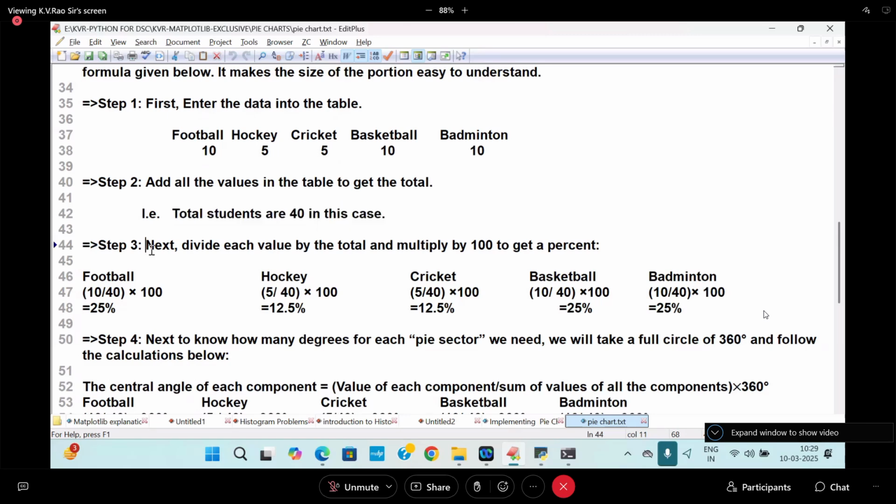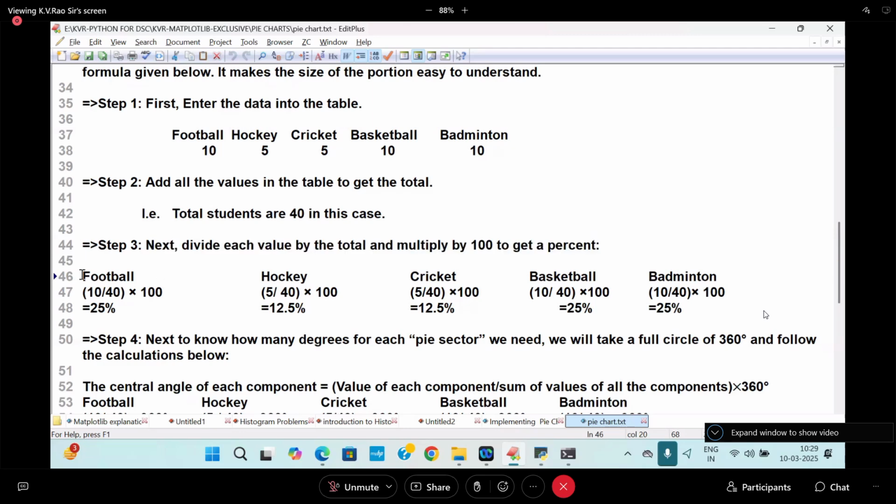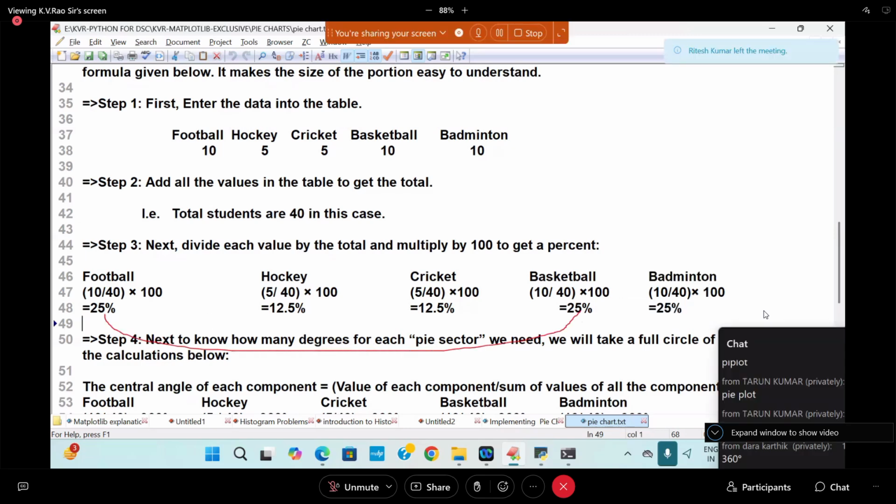Next, divide each value by the total and multiply by 100 to get the percent. What is the percent of football? 10 by 40, into 100, how much percentage? 25%. Hockey, 5 by 40, into 100, 12.5 percent. Cricket, 5 by 40, 12.5 percent. Basketball, 10 by 40 into 100, 25%. Badminton also 25%. Total how much? 25, 25, 25, 75, plus 12.5, 12.5, that is 100. Are you getting me?